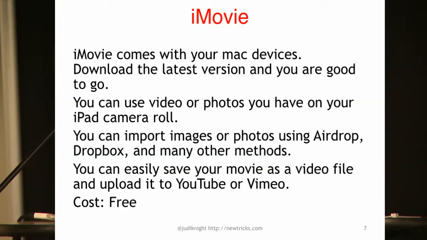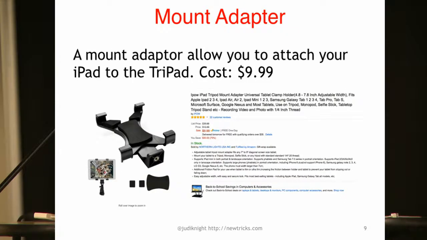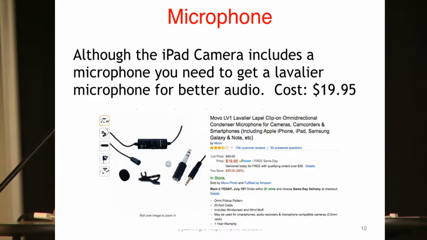iMovie comes with your Mac, and you can import images into it. You can import audio, images, whatever into it, but like I said, it's so much easier to have all your video clips still in there. I have a tripod that I got from Amazon and it cost $23 and that was great. This little adapter doodad allows the iPad to connect to it and it's got the screws. The microphone, the one I got was $20 on Amazon, but as long as it's omnidirectional. I didn't even get the wireless one because I was going to be pretty close. So that was good.